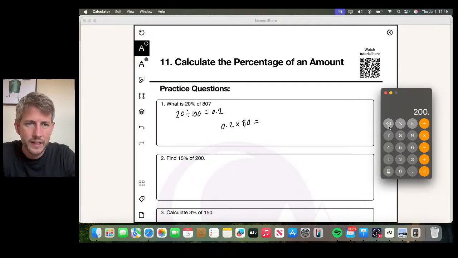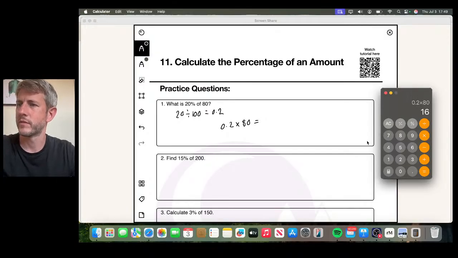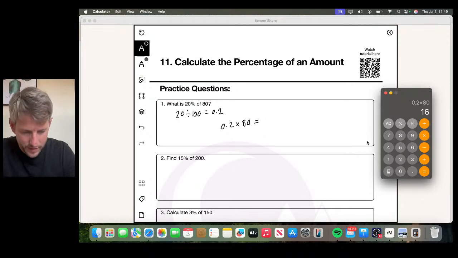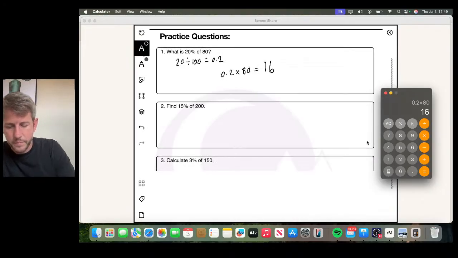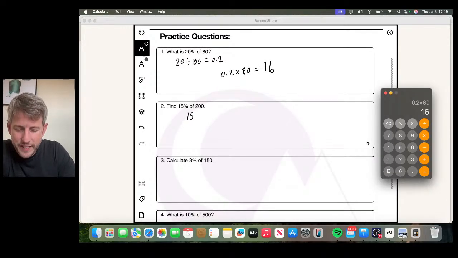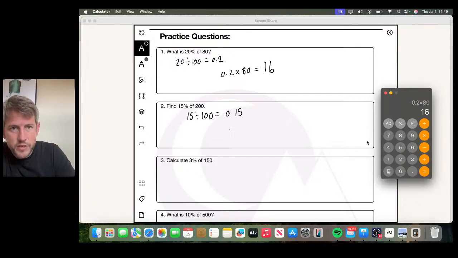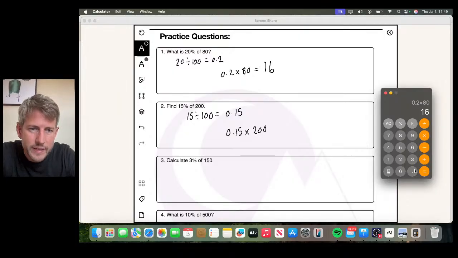Here we go. So 0.2 times 80 equals 16. Okay, right, so that equals 16. Let's try the next one. Next one, 15% of 200. So we do 15 divided by 100, which equals 0.15. And then we can do 0.15 times 200, which I can do on the calculator.